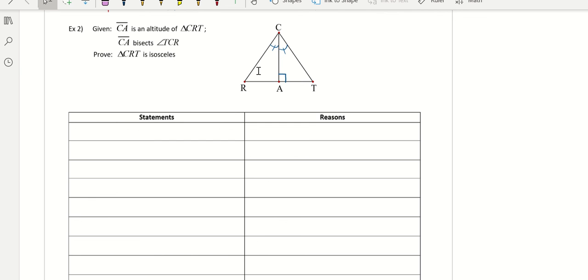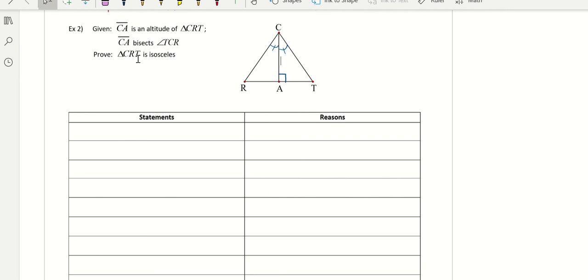We have two triangles, a triangle on the left and a triangle on the right. Both these triangles share CA as a side. So what do I know about these two triangles? They have to be congruent to each other, through what congruency postulate? Angle, side, angle.